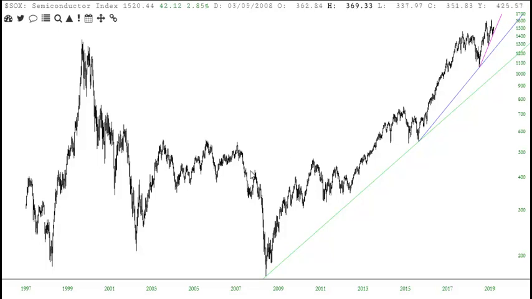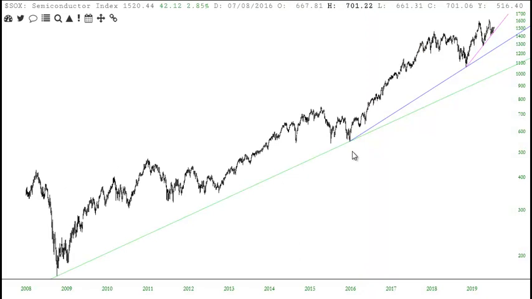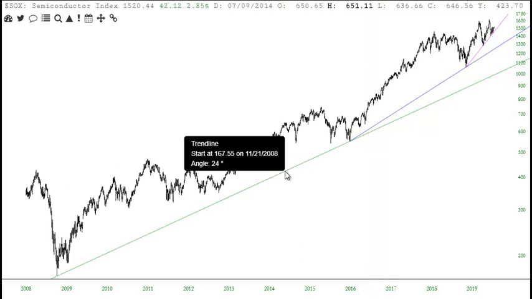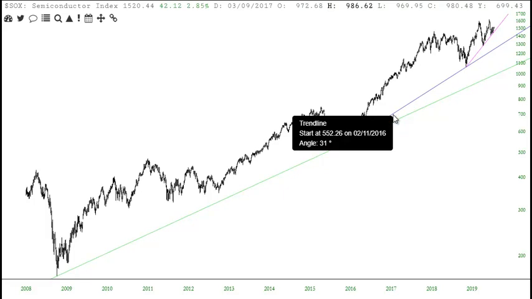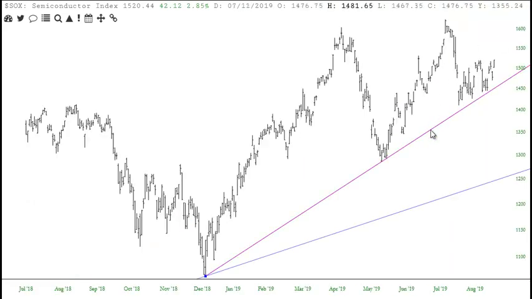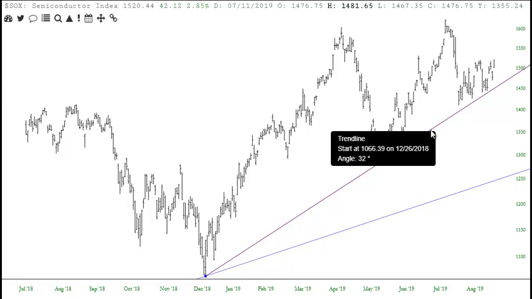There are three lines drawn here, all of them bullish. This shows the very long-term trend since the bottom of the financial crisis. This shows more of an intermediate term trend. And this right here, which we have to zoom in to see more plainly, indicates the shortest term trend.